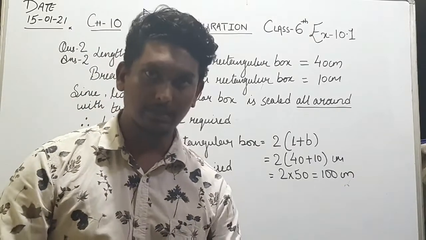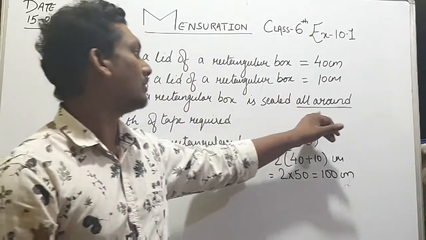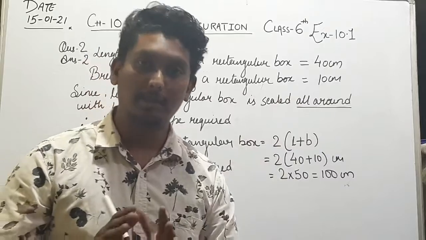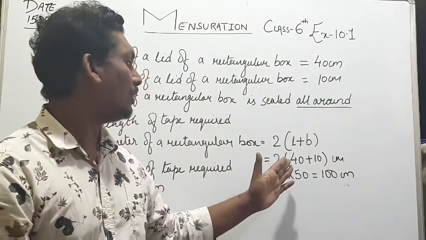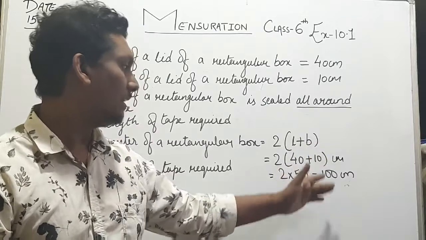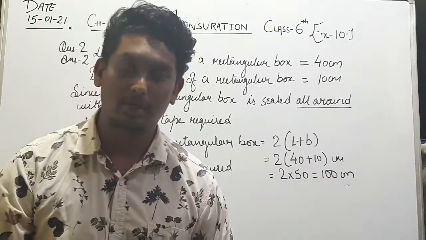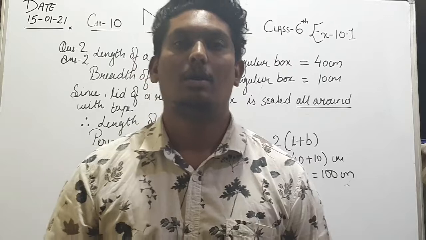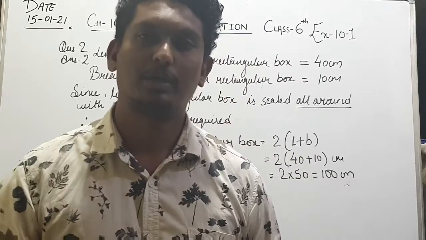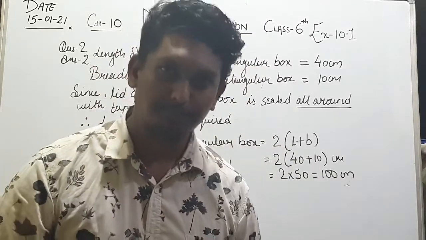The question is very easy. Because of this word, we have to find the perimeter. The formula is 2 into L plus B. 2 into 40 plus 10, that is 100. So therefore the length of tape required is 100. Hope it is clear to you. Just go through it.